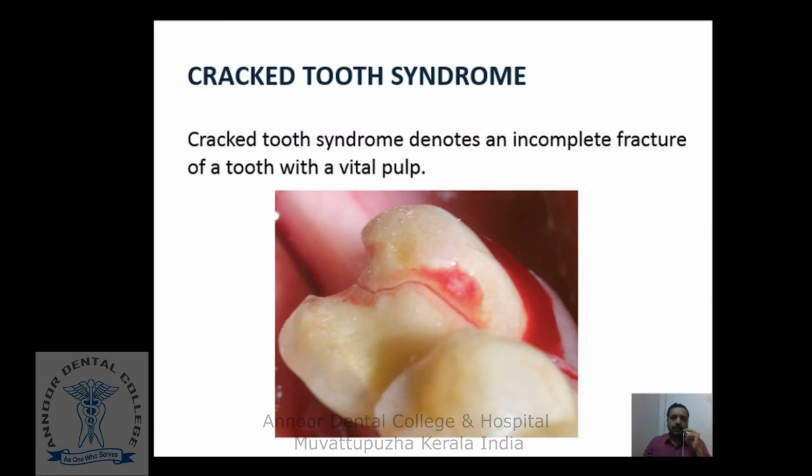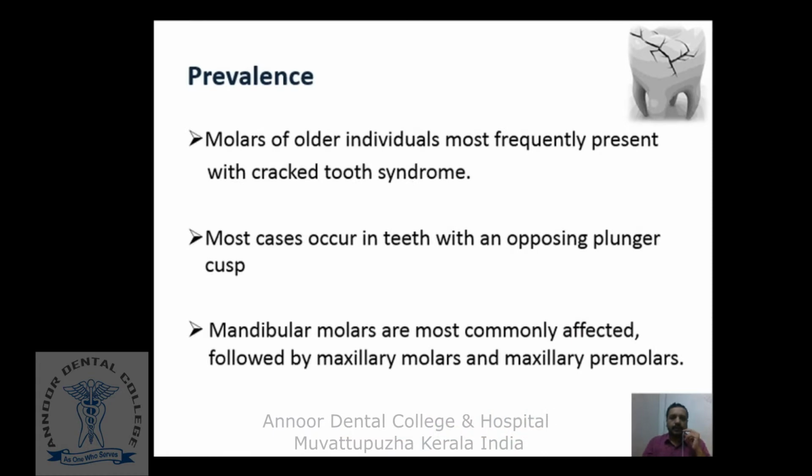Cracked tooth syndrome denotes an incomplete fracture of a tooth with a vital pulp. The fracture line usually passes through enamel, dentine, and often involves the pulp. Coming to the prevalence of cracked tooth syndrome, molars of older individuals most frequently present with it. Most cases occur in teeth with an opposing plunger cusp that occludes centrically against a marginal ridge. Mandibular molars are most commonly affected, followed by maxillary molars and maxillary premolars.